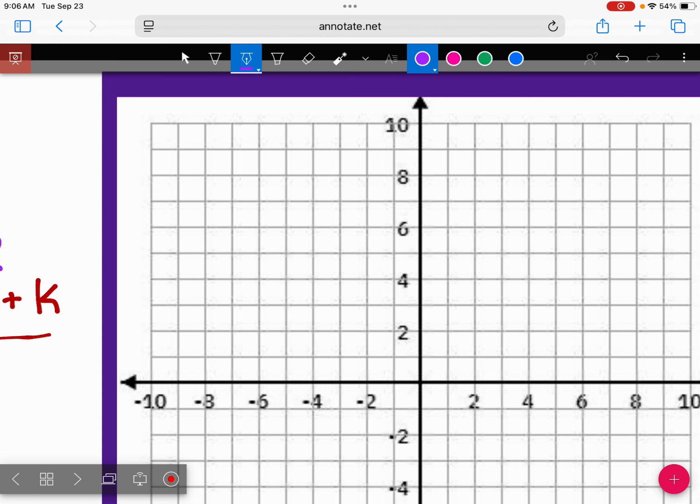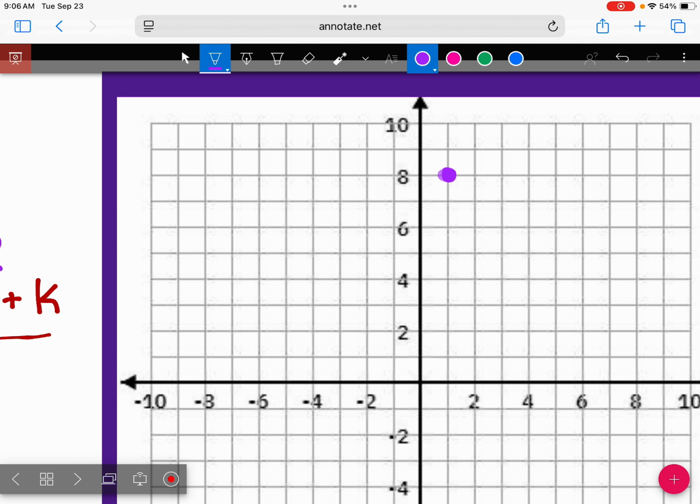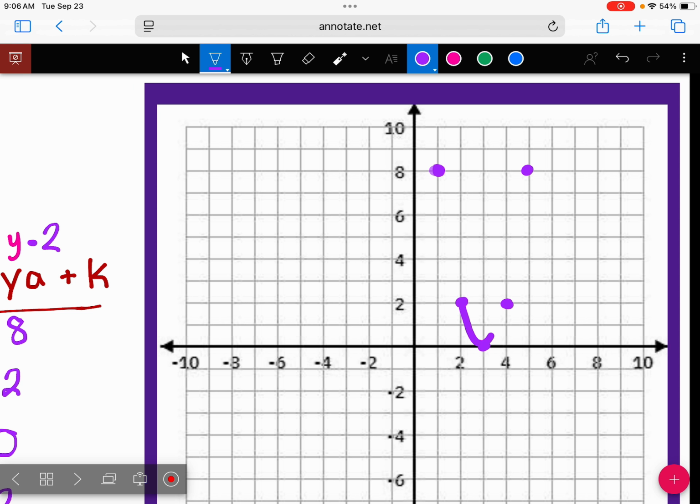So if we were to plot these points up, which we're gonna, we have our 1, 8. Whoa. 1, 8. 2, 2. 3, 0. 4, 2. And 5, 8. This is our transformed function. If you want to put your parent function on here so you can see what happened, you absolutely can, totally valid. If not, I get that too. For some of us, it's really helpful. For some of us, it's not.